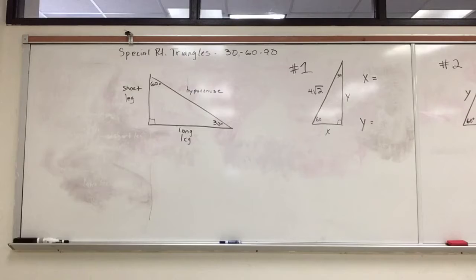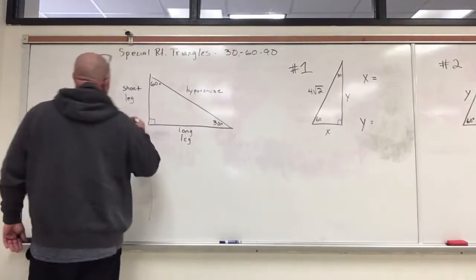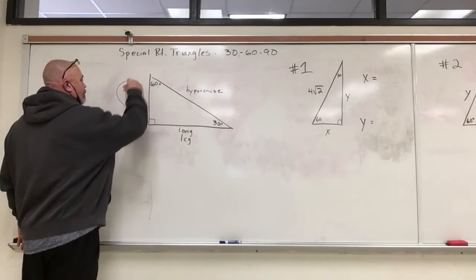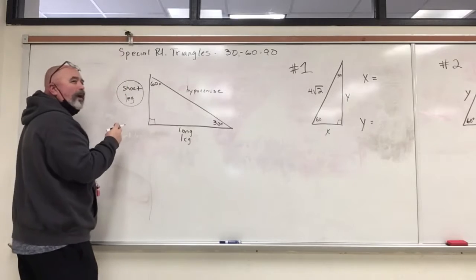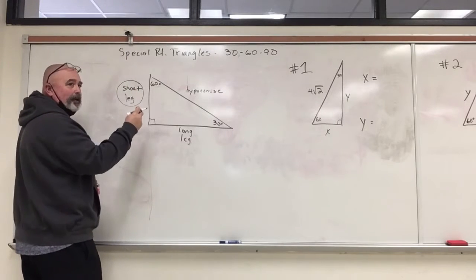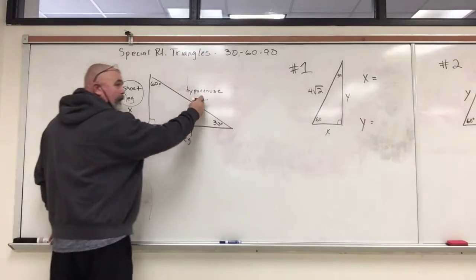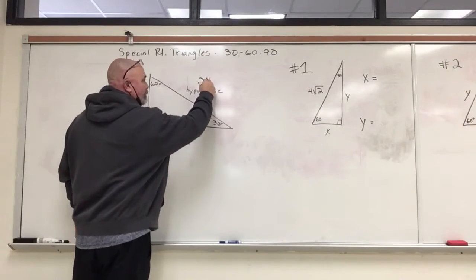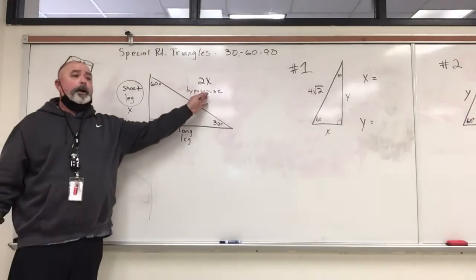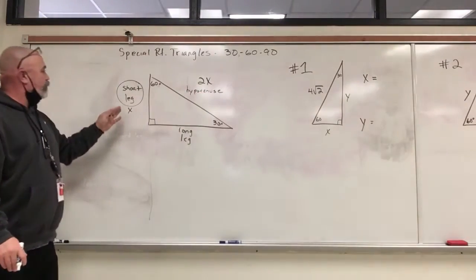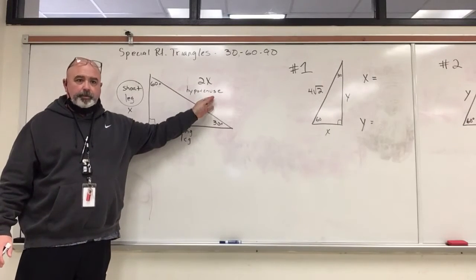Here's the characteristics that you need to know. First of all, the key to all this is the short leg. The hypotenuse is twice as big as the short leg. So if the short leg is equal to x, the hypotenuse is 2 times x. So if the short leg's 2, how big is the hypotenuse? 4. If the short leg's 3, how big is the hypotenuse? 6. Okay, you catch my drift.